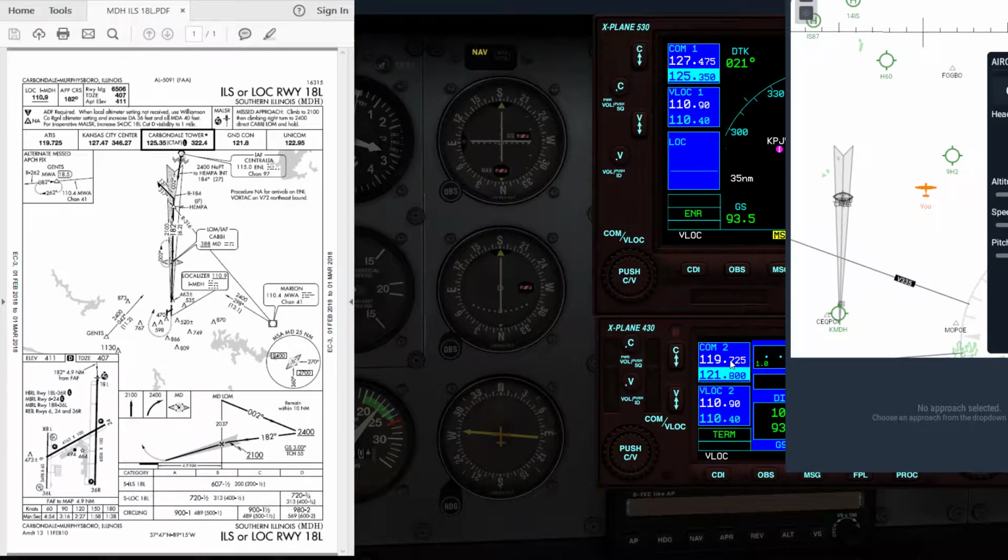The sky condition is overcast at 400. Visibility is 1 mile. Winds are calm. Altimeter is 3017. We would currently be talking to Kansas City Center on 127.47, and after that, we will be talking to Carbondale Tower on 125.35. From there, we will talk to Carbondale Ground on 121.8, set standby in 2.